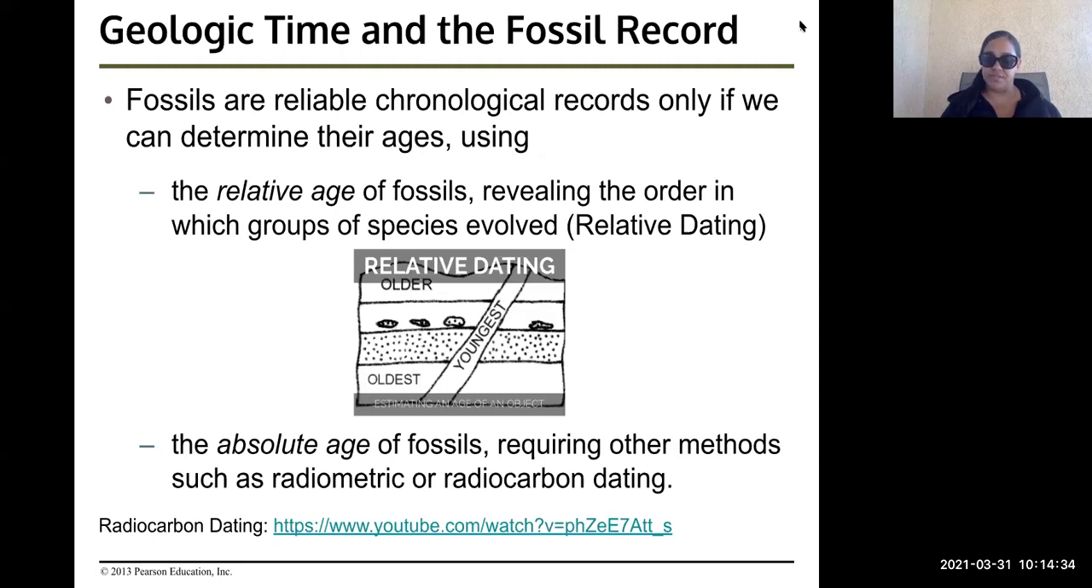The absolute age of fossils requires other methods, such as radiometric or radiocarbon dating, where they actually measure how much carbon is in a fossil and how old that carbon is based on its half-life.